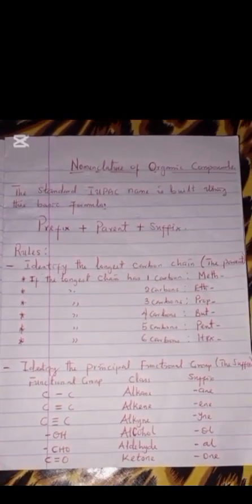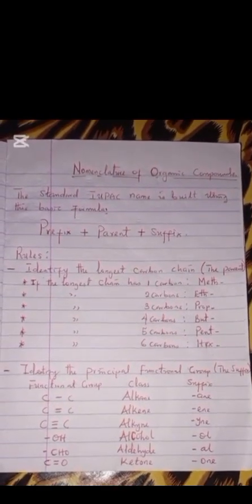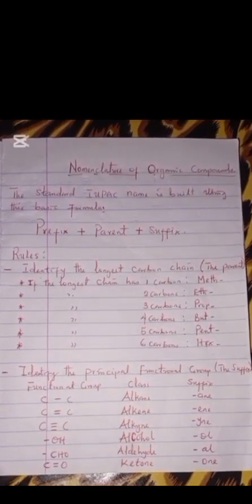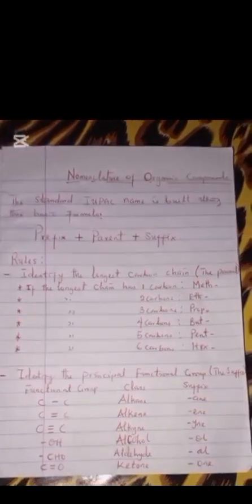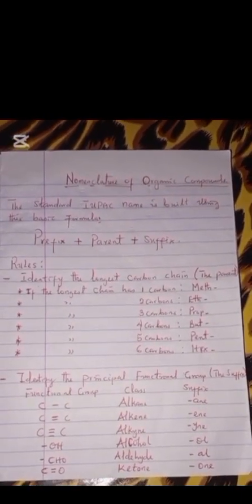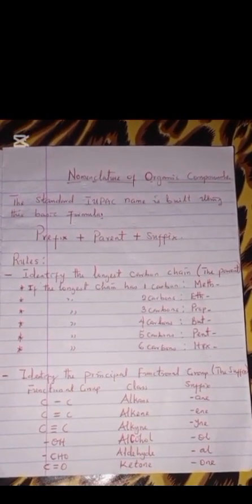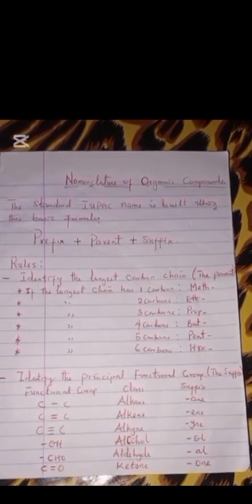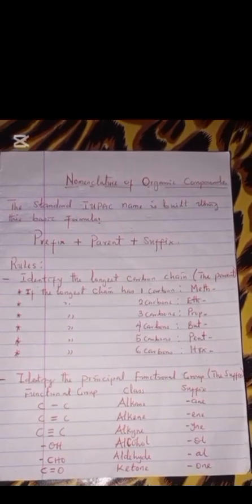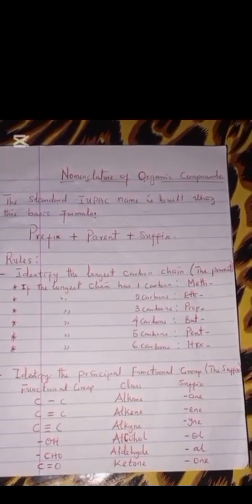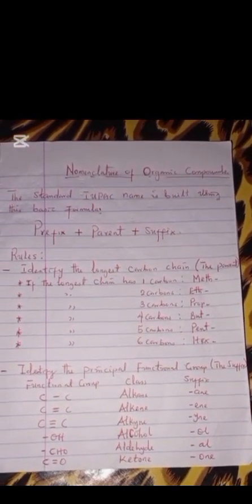Now, what are the rules we need to consider to enable us to present the naming or nomenclature of organic compounds correctly? The first one is to identify the longest continuous carbon chain. Yes. So this longest continuous carbon chain determines the parent name of the molecule under consideration.